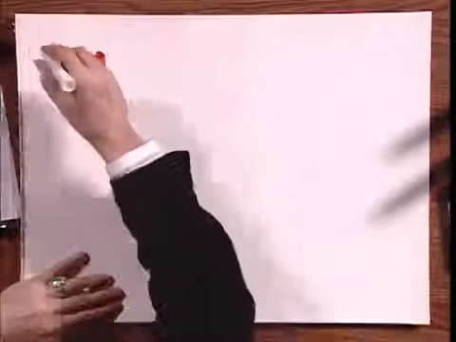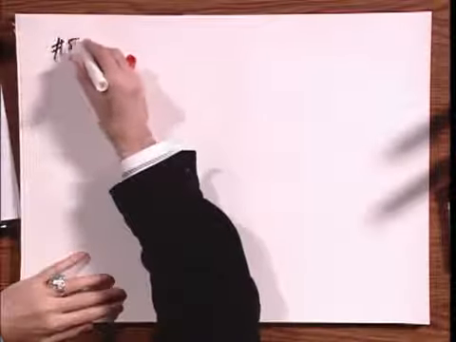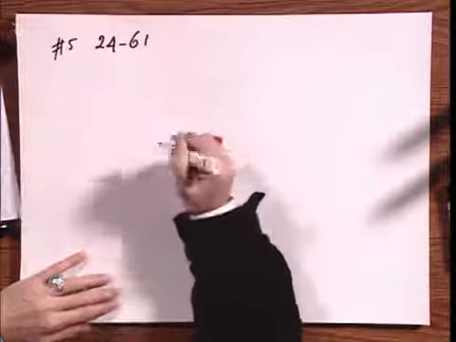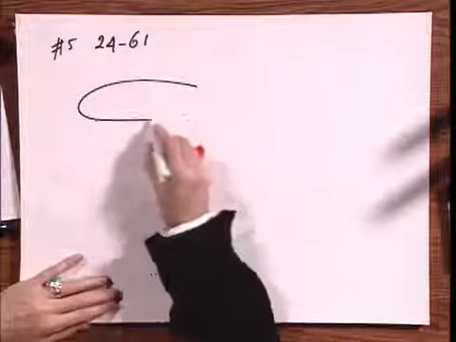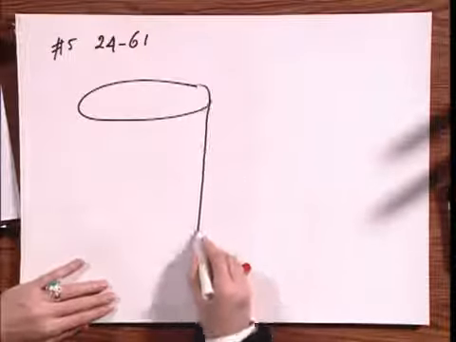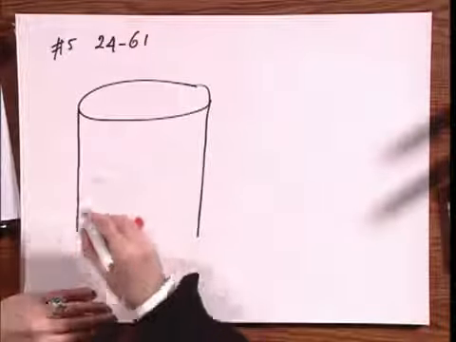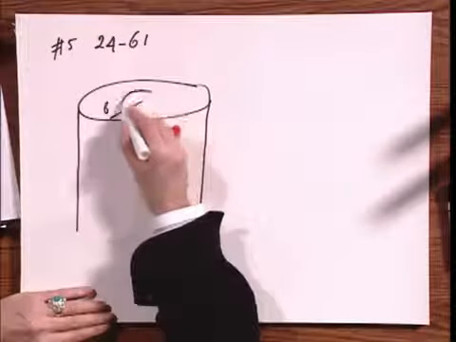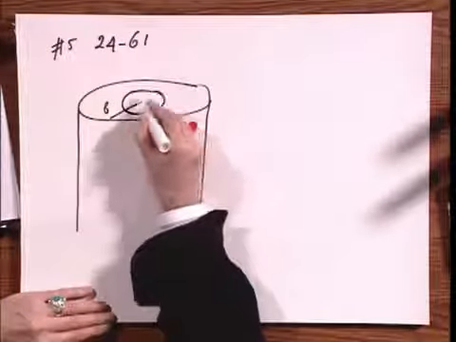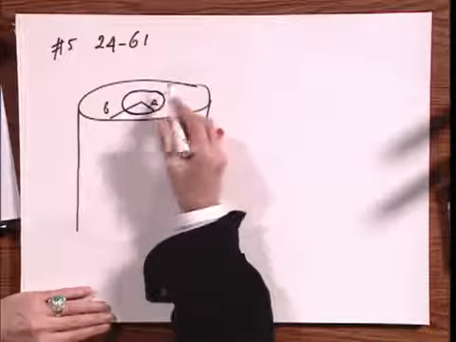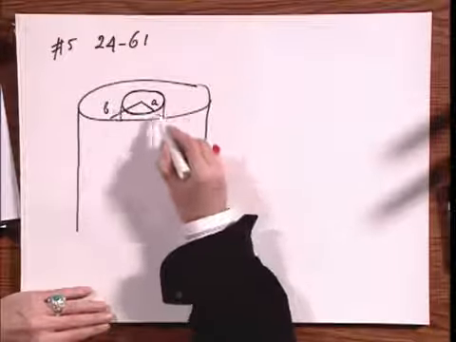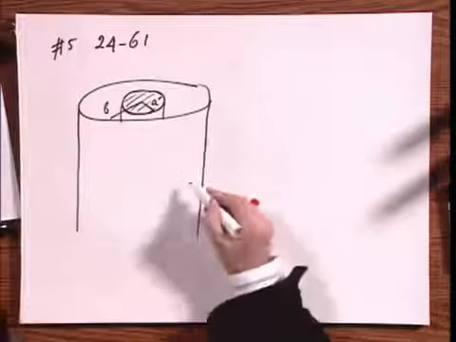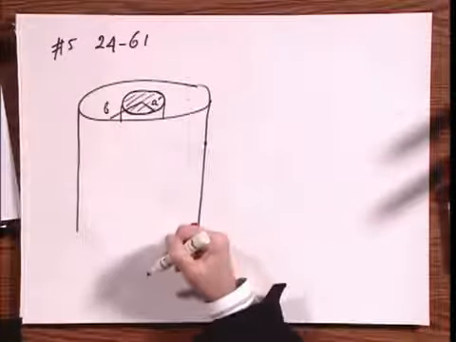So we have now problem number 5, which is 2461. It's a coaxial cable. This is the outer part of the cable, which has radius B. And this is the inner part of the cable, which has radius A. And this is metal, a conductor. And the outer sleeve is also a conductor, and this is vacuum.